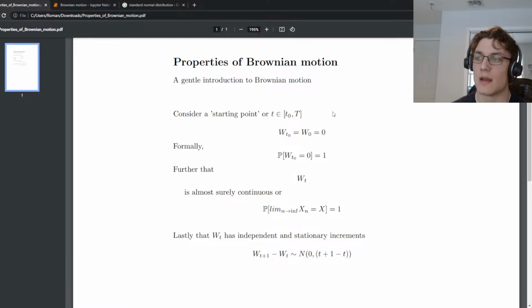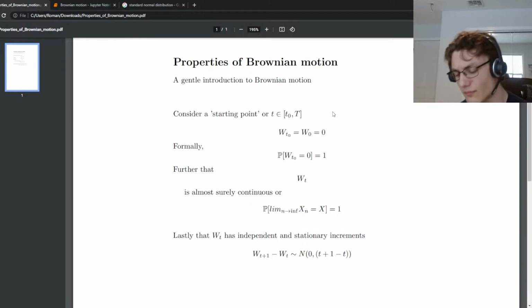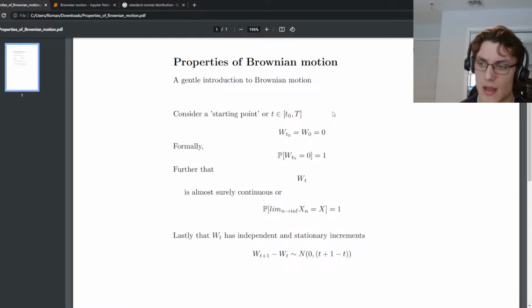So for starters, let's take a look at these properties of Brownian motion. So consider a starting point, or t is an element of some time interval t0 to cap T. Now, when I say this time interval, if you want to make it more concrete and you want to make it real, I know a lot of quantitative finance, a lot of financial mathematics makes things general, and that's very nice and good. But I want to make sure that we have concrete examples to illustrate what we're talking about.